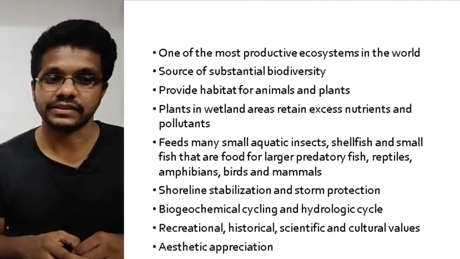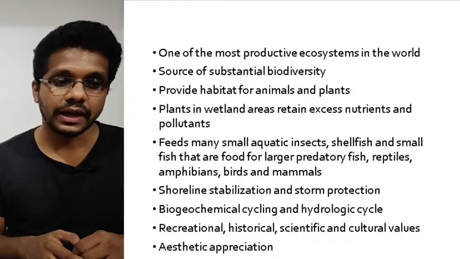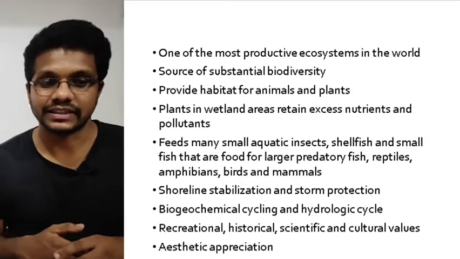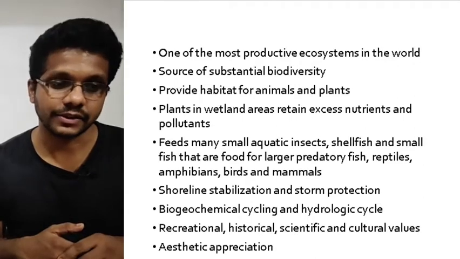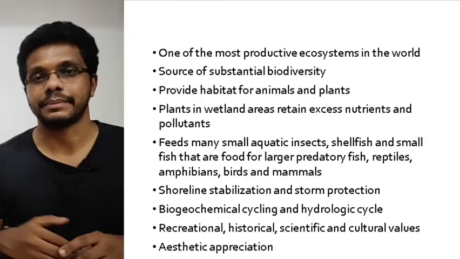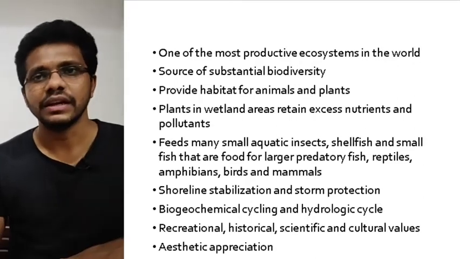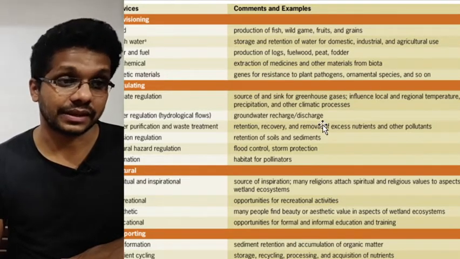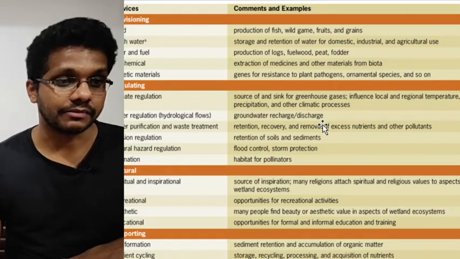They provide shoreline stabilization and storm control. They are part of the biogeochemical cycle, and they have roles in recreational, historical, scientific, and cultural values, and aesthetic appreciation also. So they are very important in an ecosystem. This table summarizes the services provided by the wetlands.